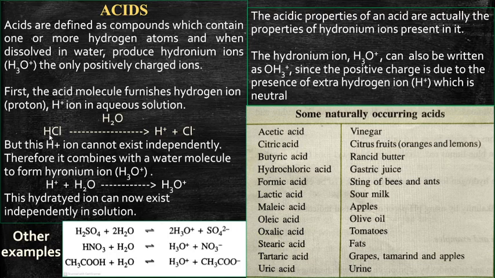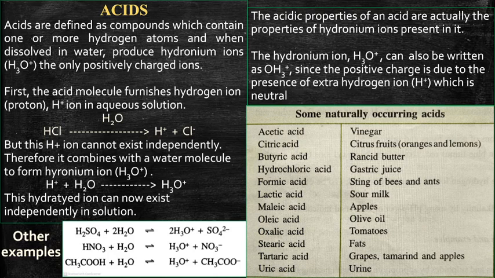This is one example, HCl. Other examples are sulfuric acid, H2SO4, nitric acid, and CH3COOH. All these are examples of acids which produce the hydronium ion as the only positive ion. Okay, the acidic properties of an acid are actually the properties of the hydronium ion present in it. So how is the acidic nature of a substance determined? It is determined by the hydronium ion present in it. Hence we usually refer to this hydronium ion as H3O+, and this can also be written as OH3+, where the charge of plus is the same. This can also be used because this H+ is the only positive ion present.